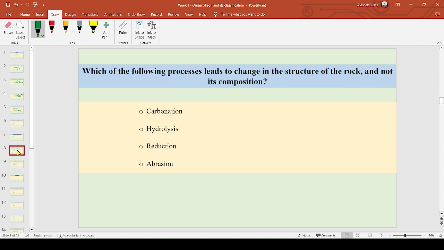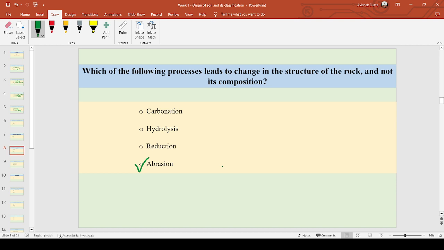Next question. Which of the following processes leads to change in the structure of the rock and not its composition? Change in structure only and not the composition, mind it. Any answer? Yes, Himani, good. Abrasion. Abrasion is a physical process. What is abrasion? Abrasion is the resistance to scratch. The abrasive value of any material is the resistance to scratch on the surface. That is a physical change. A scratch on the surface is a physical change.